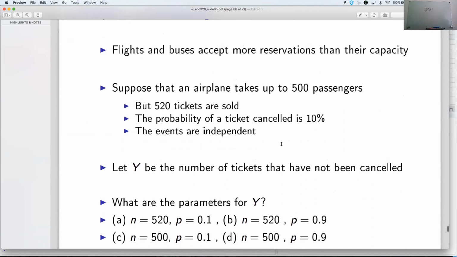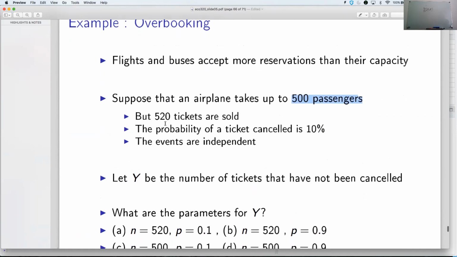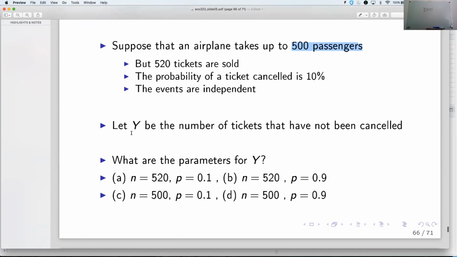This is another example. Flights and buses accept more reservations than their capacity. This is the overbooking problem, which always happens. Suppose you have up to 500 passengers in an airplane, but they sold more than that, 520 tickets, and the probability of cancellation is 10%. With Y as the number of tickets that have not been canceled, what are the parameters?